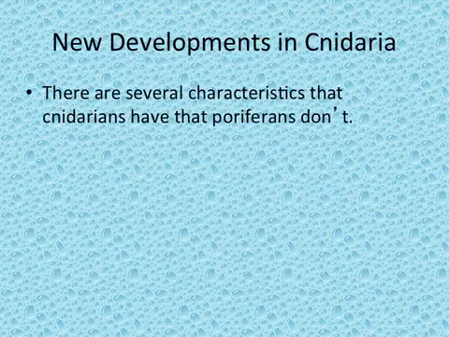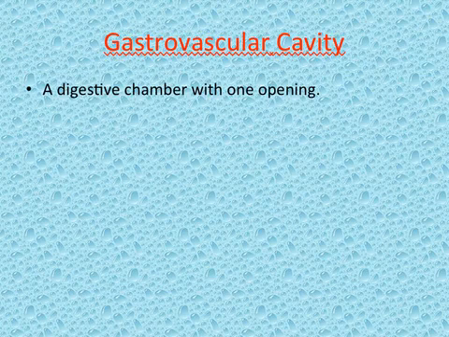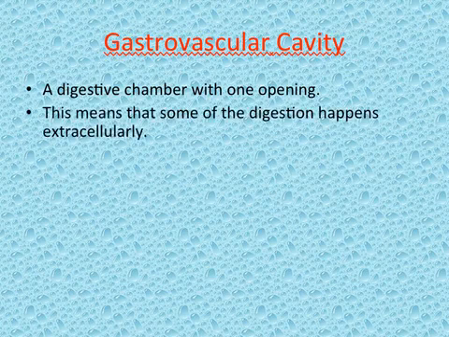In cnidaria, there are several characteristics that cnidarians have that porifera don't. The first is a gastrovascular cavity. This is the digestive chamber with one opening. So this means that some of the digestion happens extracellularly. That means that when a cnidarian pulls prey or food into its mouth, the food begins to be digested outside of the cells in this digestive chamber.